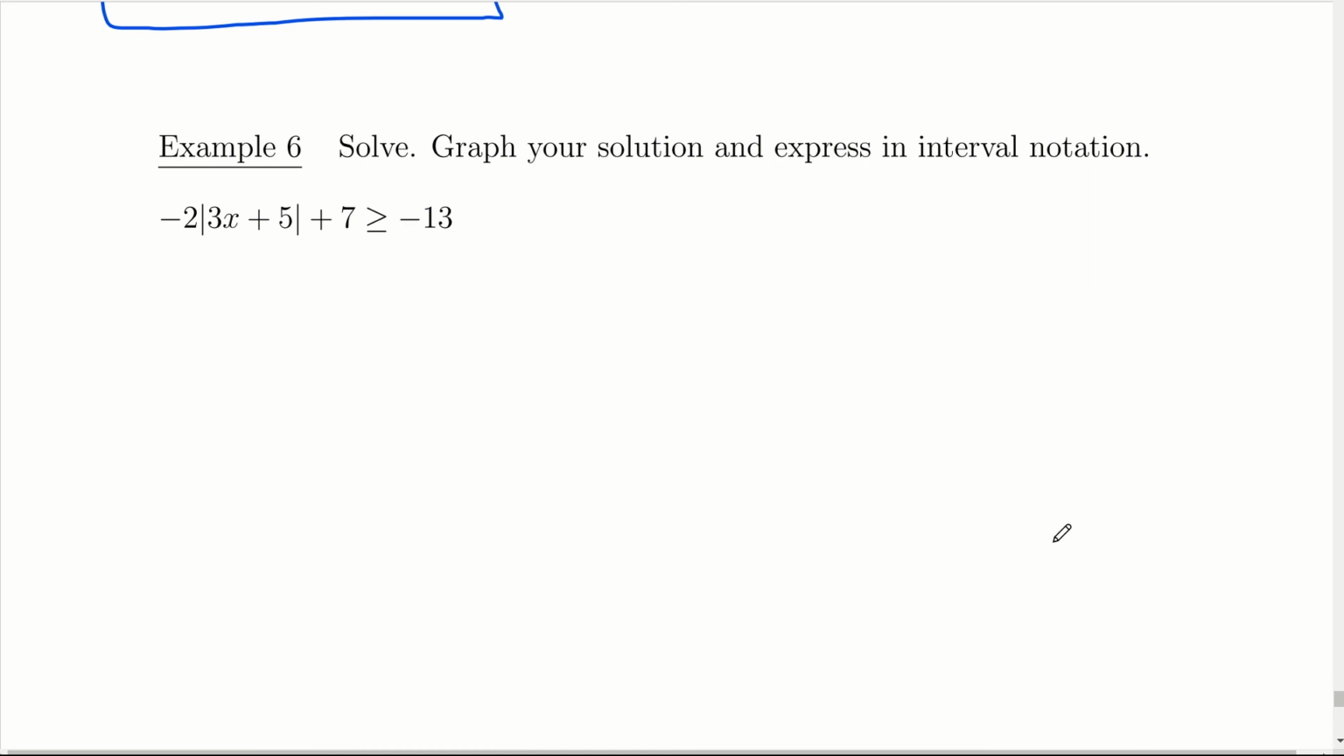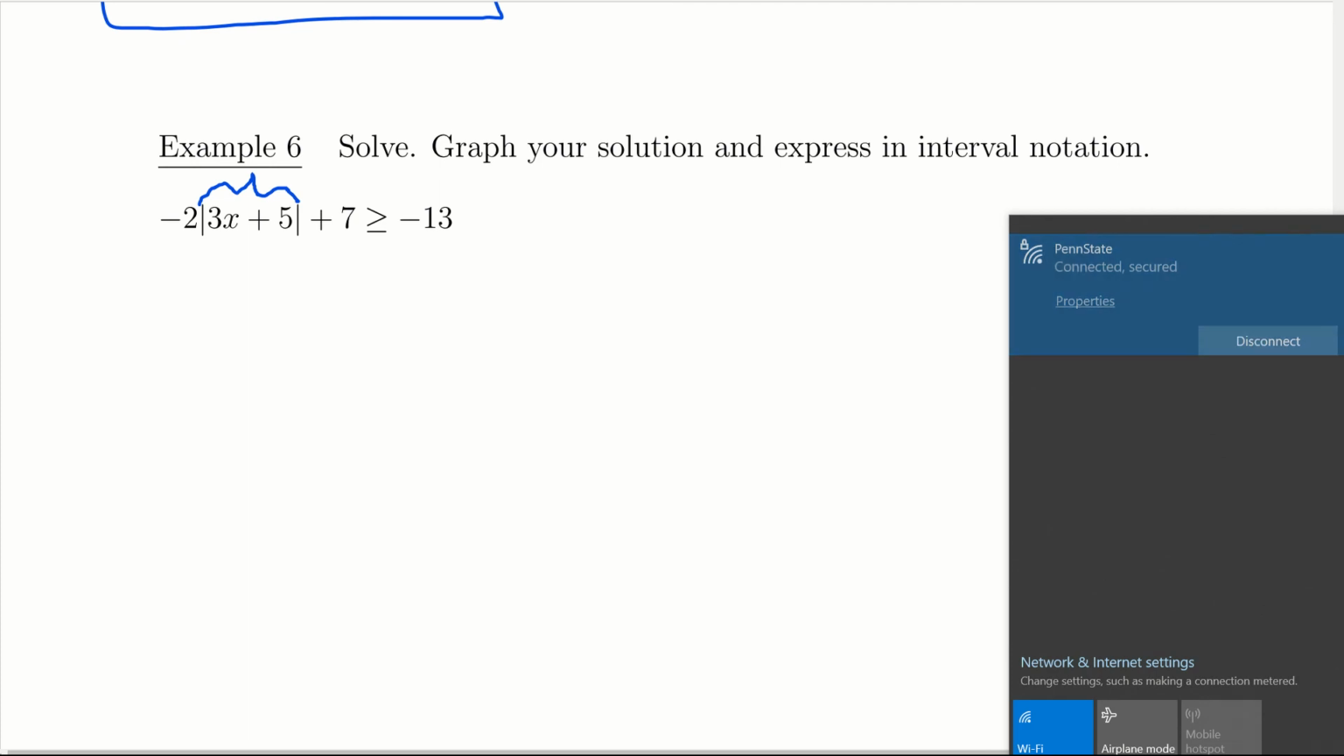Let's take a look at example 6. Here we want to solve and graph the solution and express it in interval notation. First thing we need to do here is get the absolute value expression by itself. So we want to solve for the absolute value quantity. To do that, we're going to first subtract 7 from both sides.